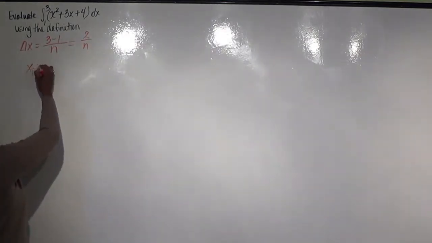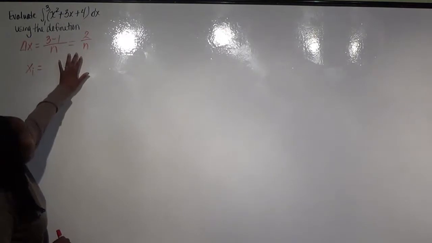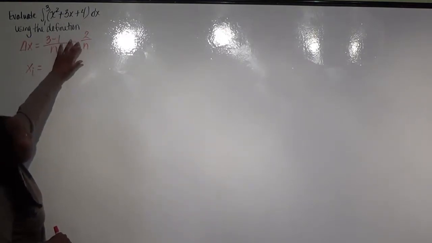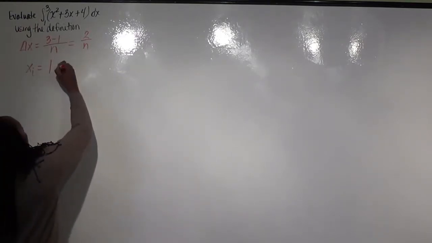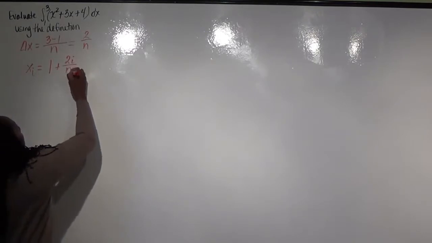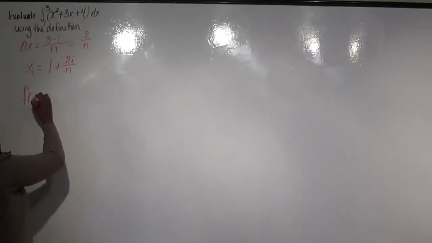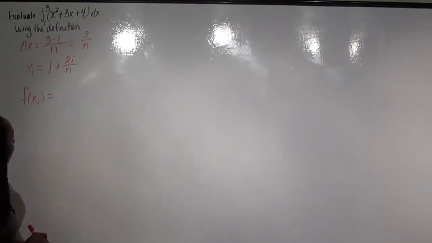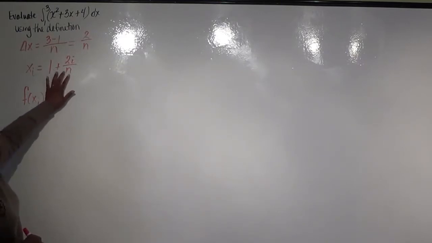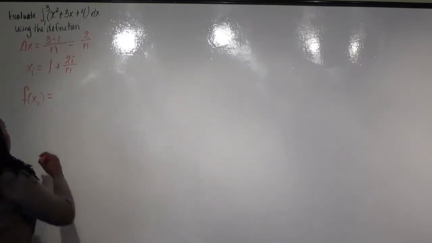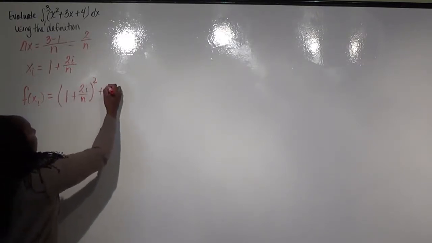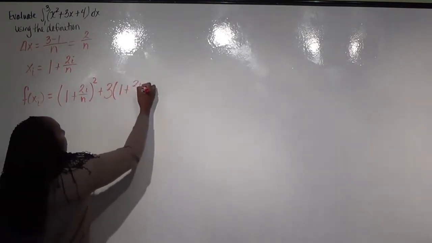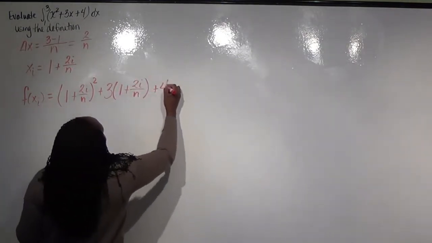For the x sub i, again, in this case, we're going to look at delta x times i, but we have to consider the start of the interval. So in this case, it starts at 1 plus our delta x times i. To get our function value, we're again just going to take this and plug it back into our f of x. So here we can see we'll get 1 plus 2i over n quantity squared, 3 times 1 plus 2i over n plus 4.